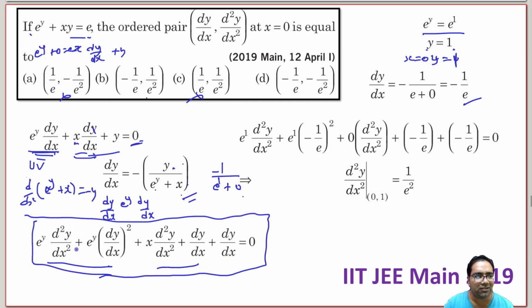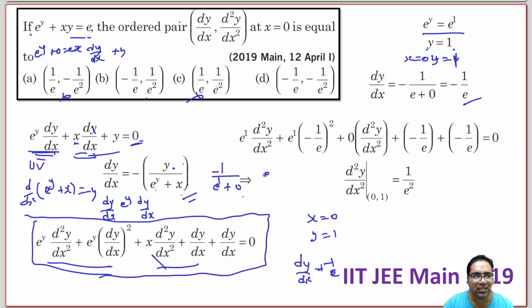We have to calculate what is d²y/dx². We know at x = 0, y equals 1, and dy/dx is equal to minus 1 by e. Let us substitute everything. e^y is e^1, and d²y/dx² plus e^1 into (dy/dx)², which is minus 1 by e, whole squared, plus x equal to 0. This part will anyway become 0, plus dy/dx, which is minus 1 by e, plus dy/dx, which is again minus 1 by e.